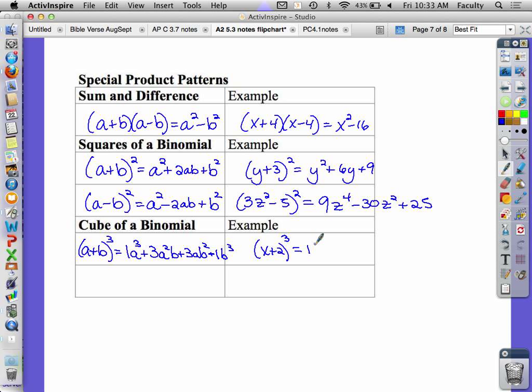So I'm going to go 1 and then it's x cubed plus 3x squared times 2 to the first plus 3 times x to the first times 2 squared plus 1 times 2 cubed. And then we're just going to tidy this up. So this is x cubed plus 6x squared. Now what's 2 squared? 4. 4 times 3 would be 12. And 2 cubed is 8.